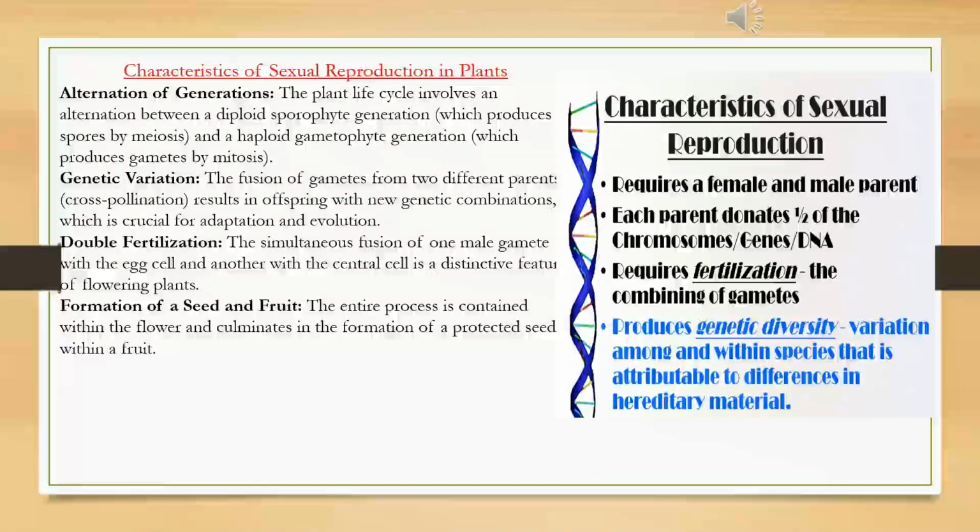The next one is double fertilization. The simultaneous fusion of one male gamete with the egg cell and another with the central cell is a distinctive feature of flowering plants. Now, the last one is the formation of a seed and a fruit. The entire process is contained within the flower and culminates in the formation of a protected seed within a fruit.